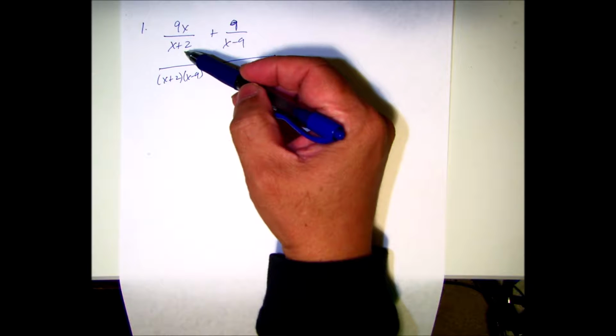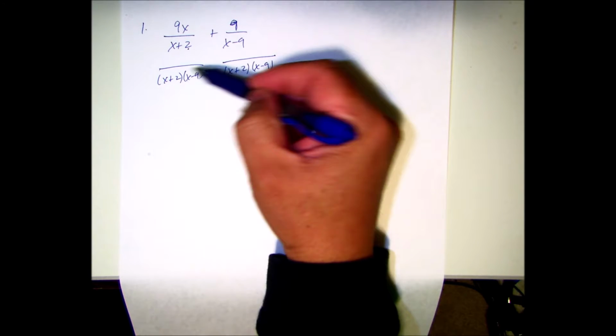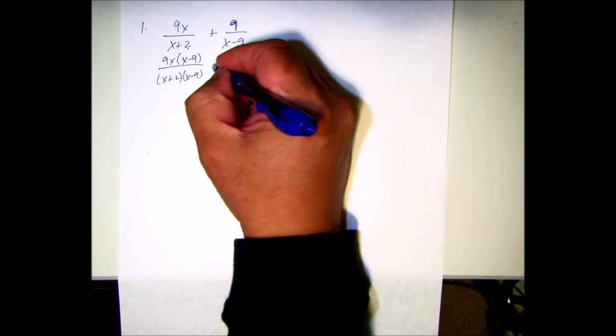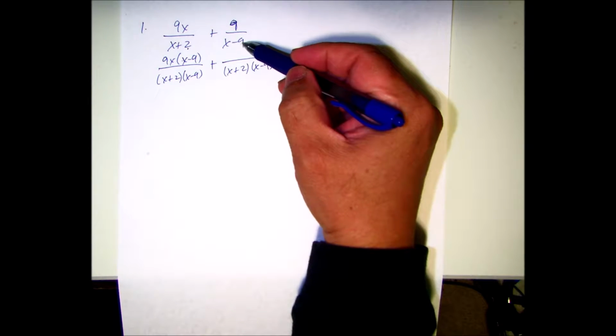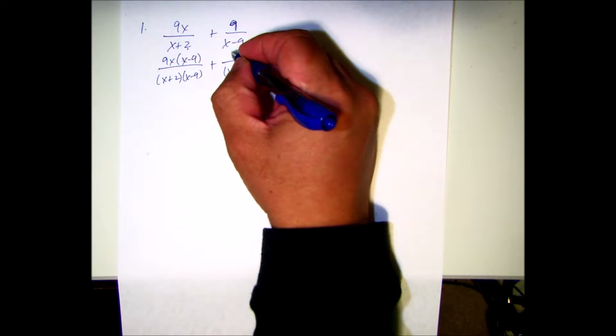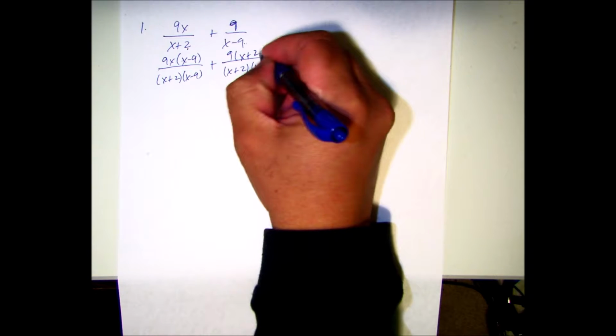Okay, so what changed to go from here to here? A factor of x minus 9 changed. So I have to multiply the numerator by x minus 9. And here, what changed between these two denominators? A factor of x plus 2. So I'm going to multiply the numerator by x plus 2.